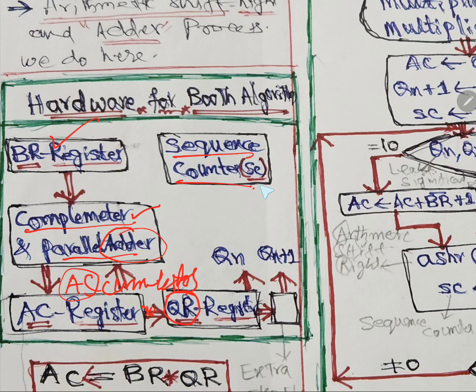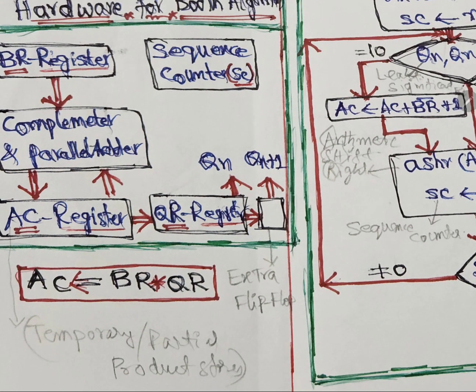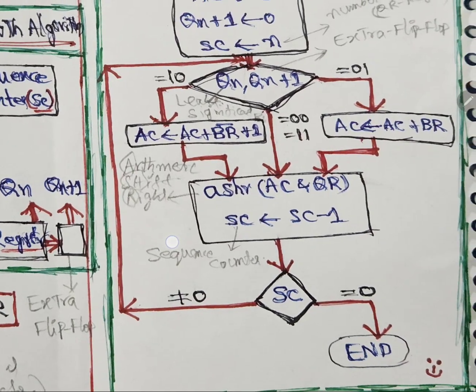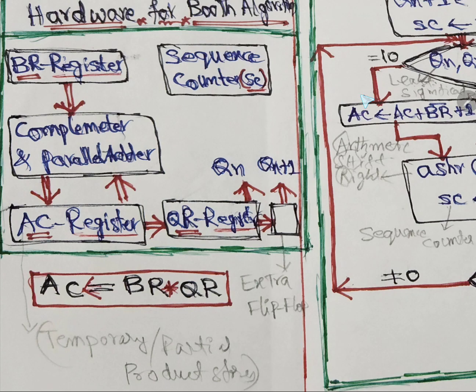The sequence counter is initially set and reduced one after another, and when it reaches zero the process will stop. AC is a temporary or partial product register that will store the partial product. Here one more box is taken, an extra flip-flop, that is Qn plus 1. This will be explained in this flowchart. If you see this flowchart, you can understand it very simply.